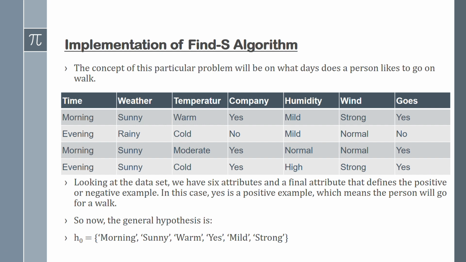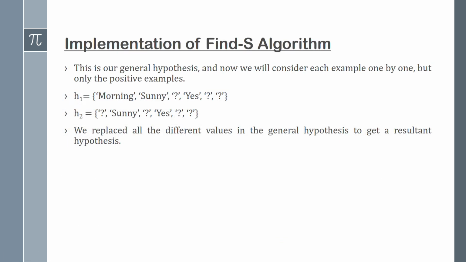So now the general hypothesis H0 is morning, sunny, warm, yes, mild, and strong. Here, first the general hypothesis is considered as morning, sunny, warm, yes, mild, and strong. So this is our first general hypothesis. Now we will consider each example one by one, but only the positive examples. As I told you previously, how we implement the Find-S algorithm is we only consider the positive examples and we eliminate all the negative examples.